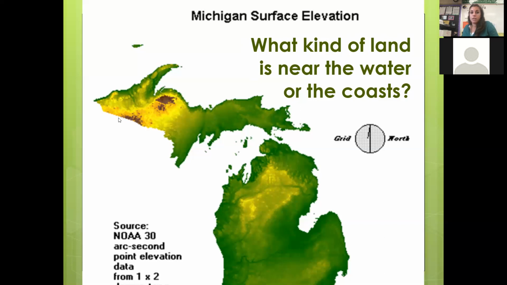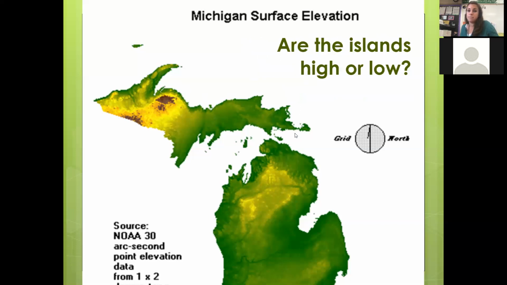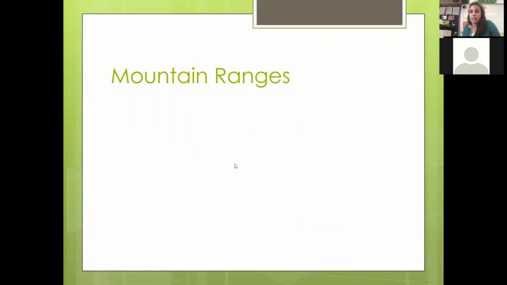Remember, over here, this is land. These mountains are touching land. It's touching a state called Wisconsin. The rest of it that's surrounded by water, it has green all the way around its edge. So that means that water touches very low land. What about the islands? Are the islands high or low? So take a look at the islands. The islands are low. They're all that dark green, which means they are low land.